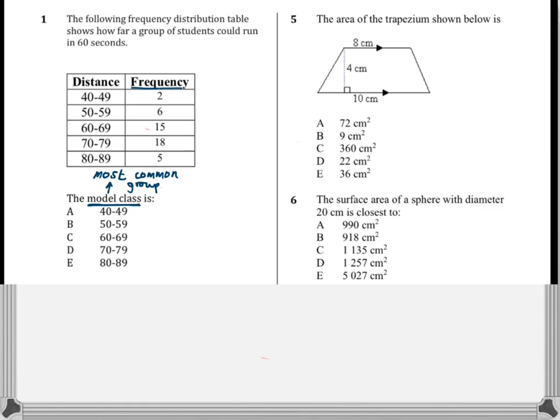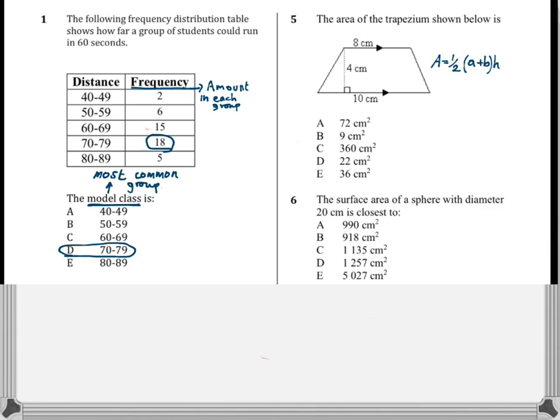Okay, so by thinking of the frequency as the amount of data in each group, the group that has the most amount of data, or the most common amount of data, is 18. So option D is correct. Let's go to the next part.